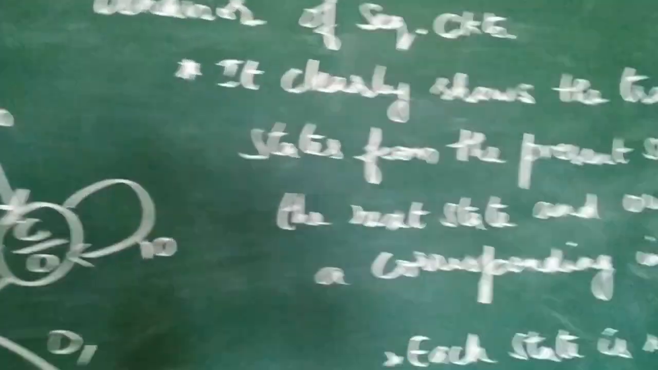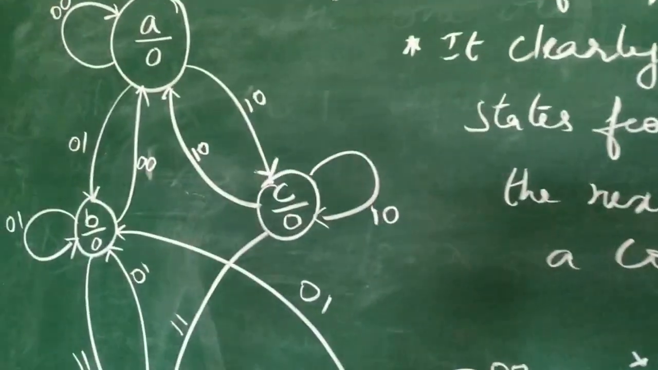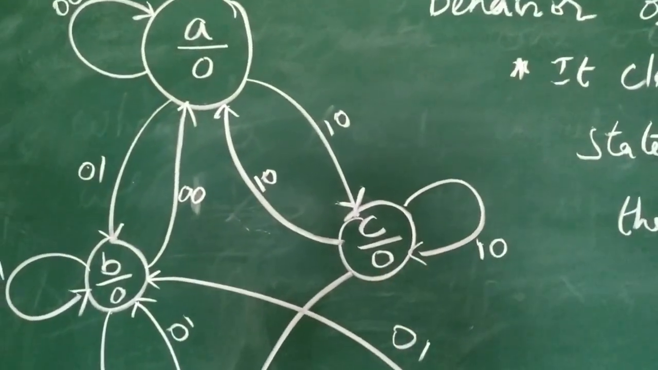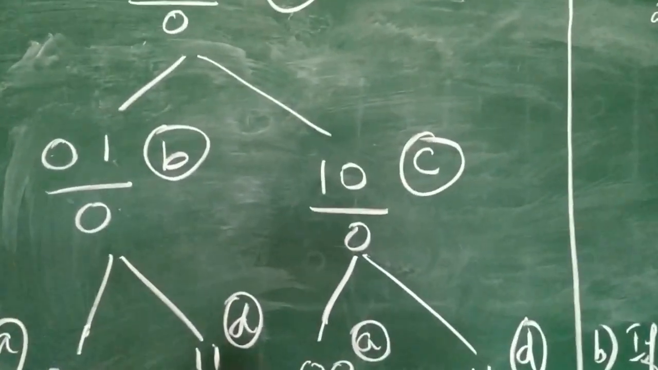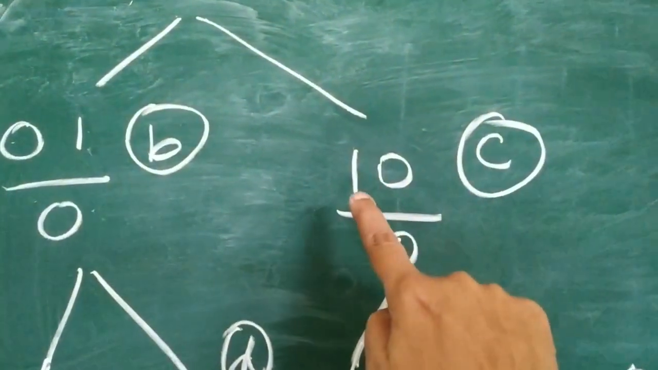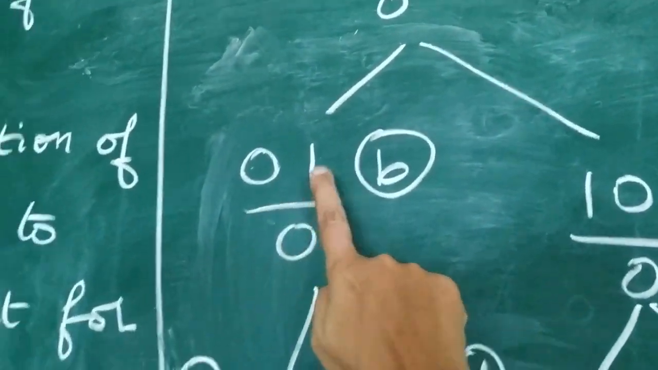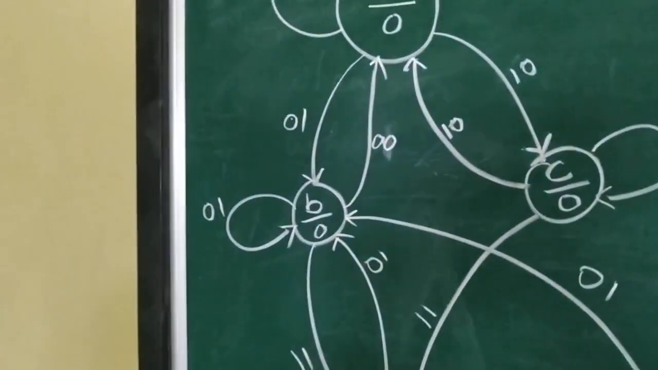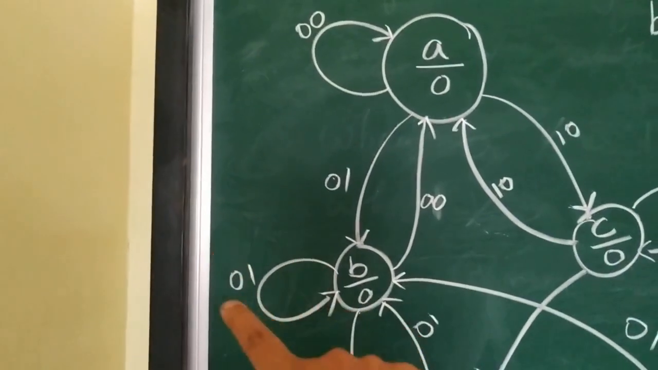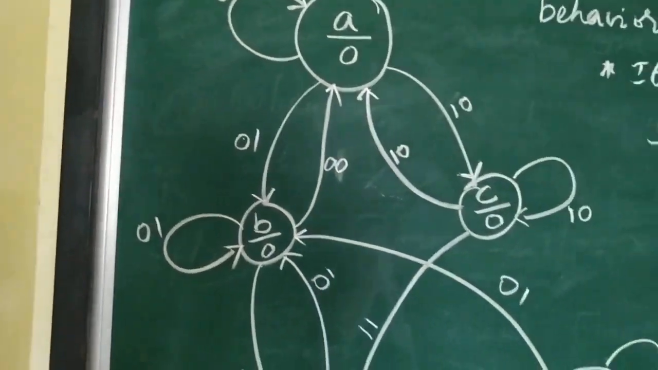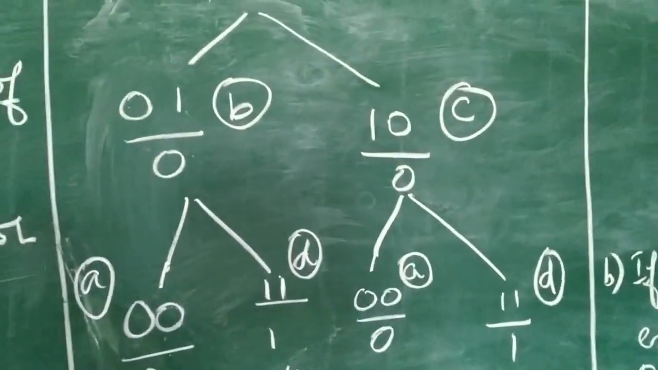For C, what is the output? You can see here it is 1 0 by 0, so write it C/0. C is stable for the value 1 0, and B is stable for the value 0 1. So write those as self loops. C for 1 0, put a self loop. B is stable for 0 1. Okay, now we have to see from B and C, where does it go?